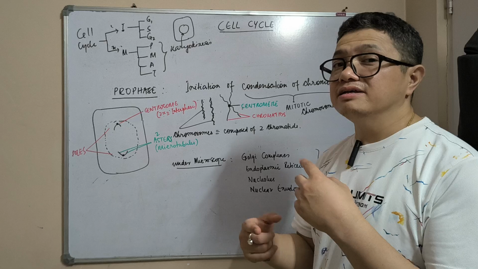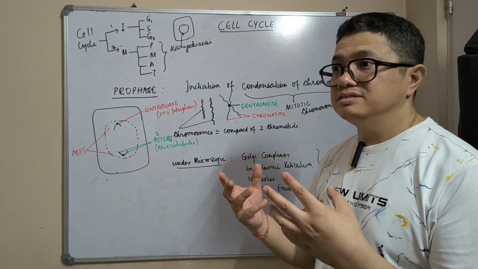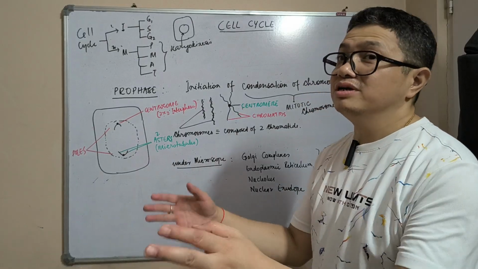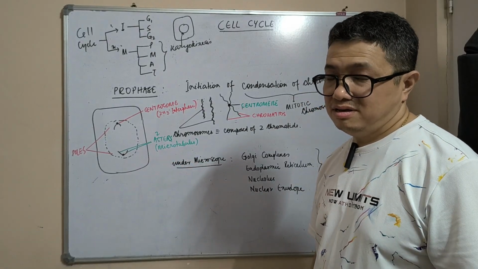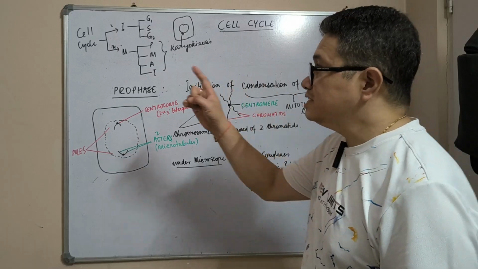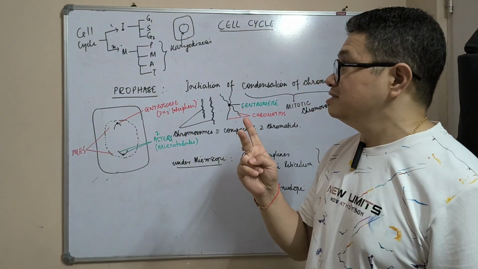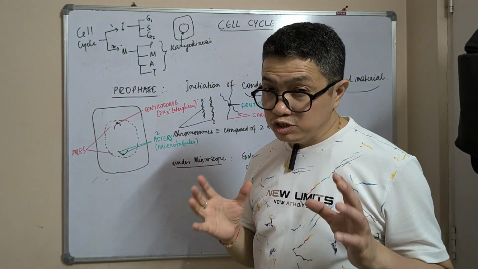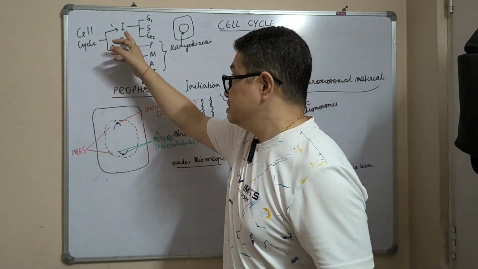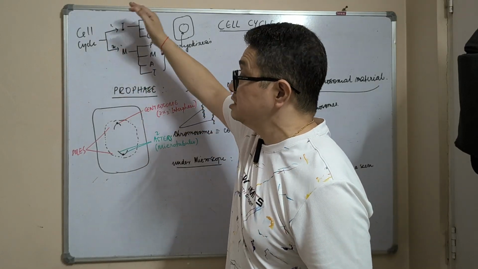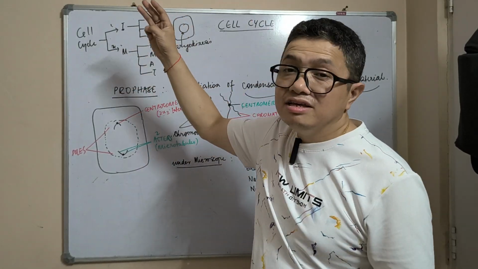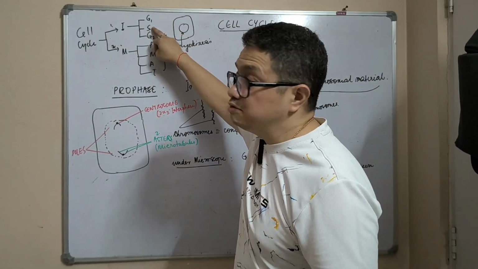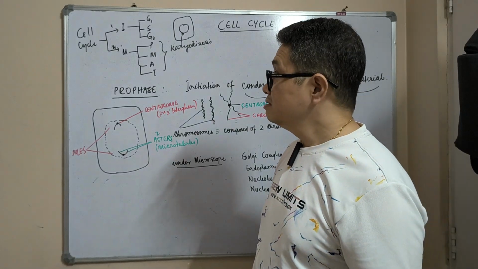Because of the cell cycle, the cell replicates. One cell becomes two, two becomes four, and four becomes eight. The cell cycle consists of two basic phases: interphase and the mitotic phase. The interphase is again divided into three subphases: the G1 phase, the synthesis phase, and the G2 phase.